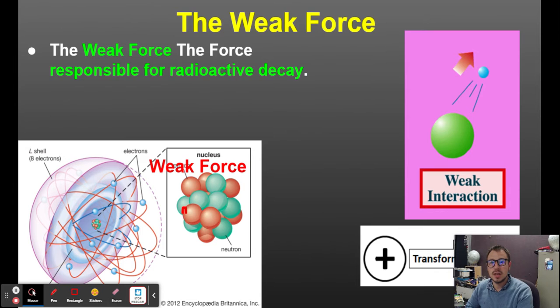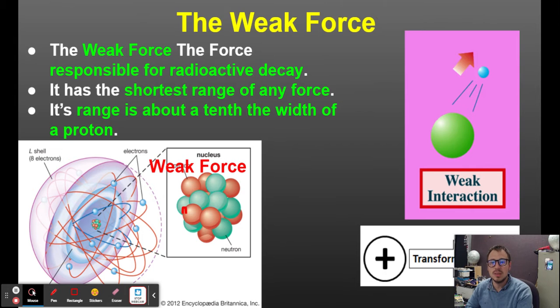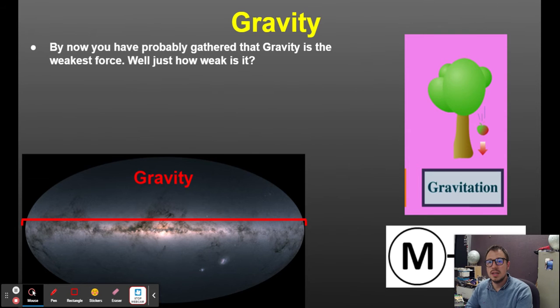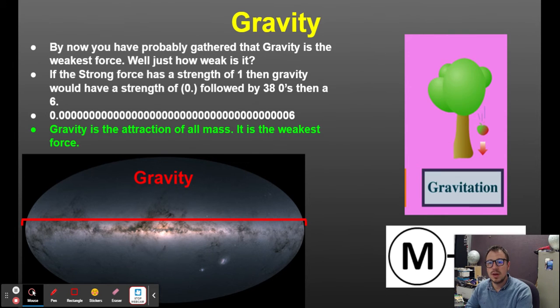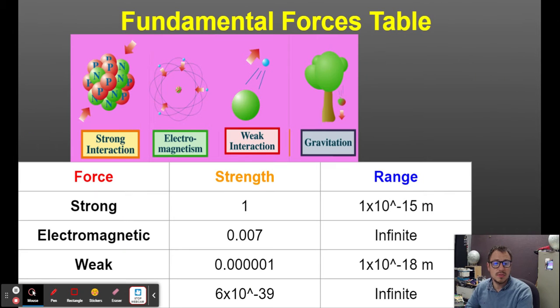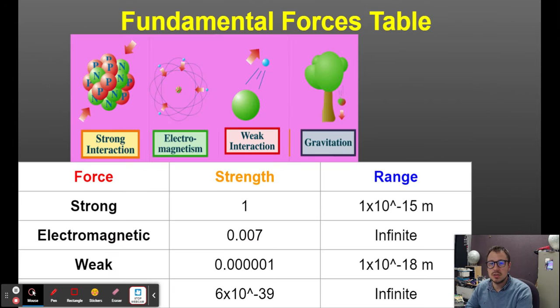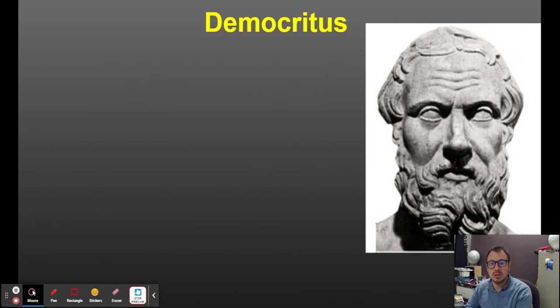It has infinite range. The weak force is responsible for radioactive decay. It is the shortest range of any force. Its range is about a tenth the width of a proton. So while the strong force had the range of about the average nucleus, if you zoom in, the weak force has the range of a tenth the width of a proton. And gravity is the weakest force. Gravity is the attraction of all mass, and its range is infinite. You can see here that if the strong force was number 1, gravity would be 0 point, followed by 38 zeros and a 6. So this is the chart that I had you make in order to take the notes for the fundamental forces. And those are the links for that day.